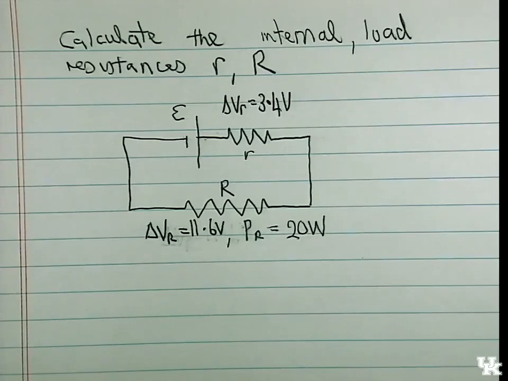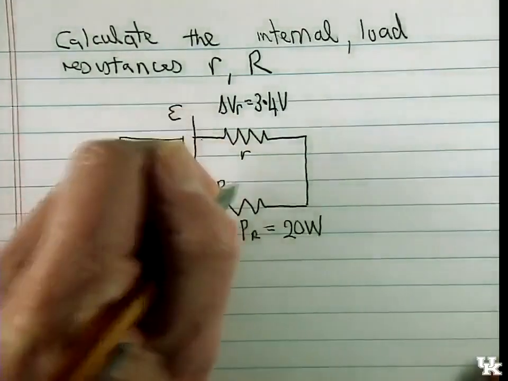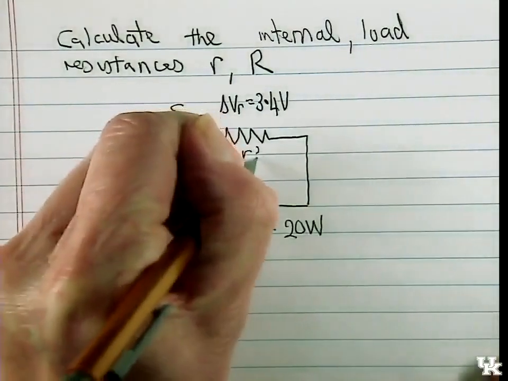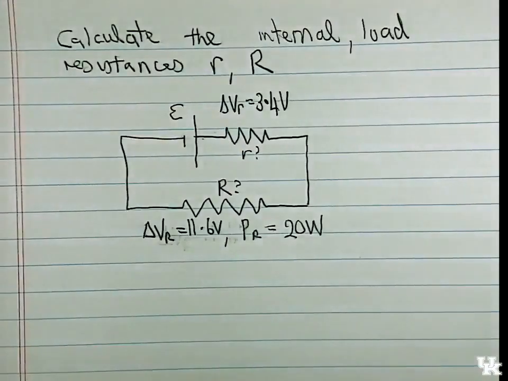And then finally, there was one other little piece of information. We were told that our microwave or our hairdryer or whatever it is is consuming 20 watts. So the question is, what is the load resistance and what is the internal resistance? When I think about calculating load resistance and internal resistance, I think about Ohm's law. I want to use Ohm's law to calculate the little r and the big R. But if I'm going to do that, I'm going to need the voltages across the two resistors and the currents through the two resistors.